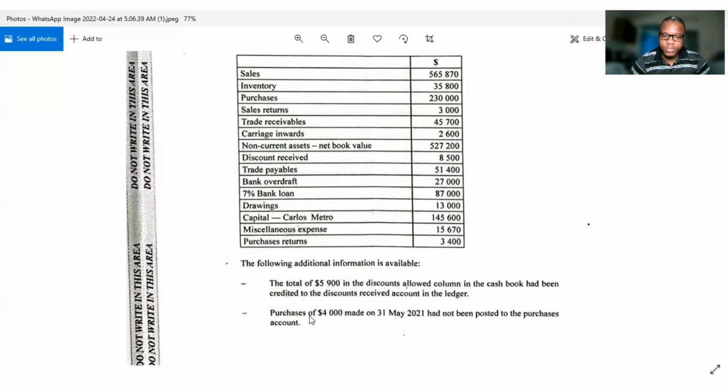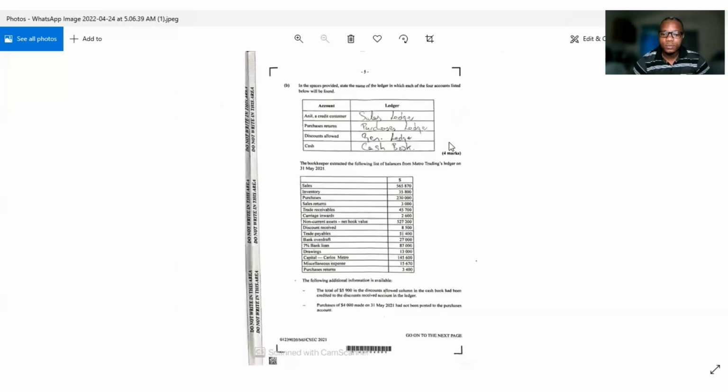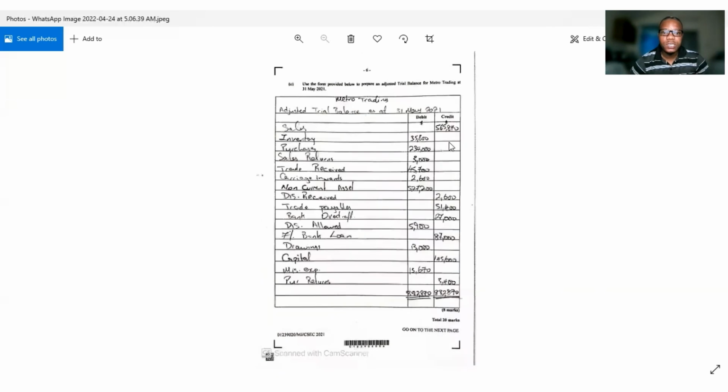Then it says purchases of $4,000 made on the 31st of May 2021 had not been posted to the purchases account. So you know the purchases figure, 230,000, is understated. It should actually be 234,000. You need to make a note of that. Now let's look at the next page, because the answer sheet for this is on the next page.